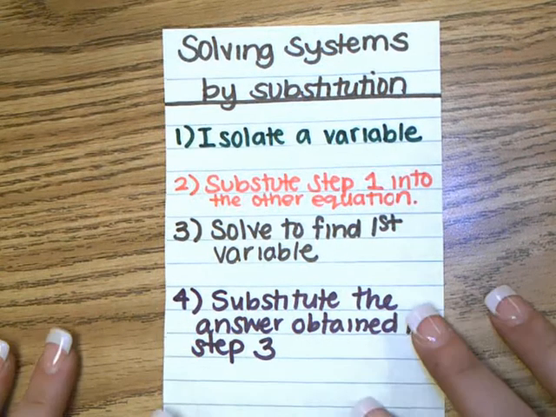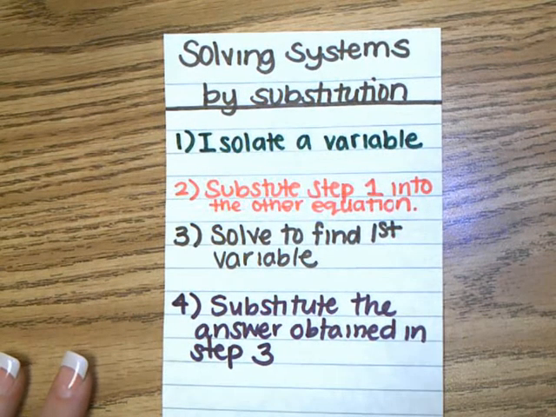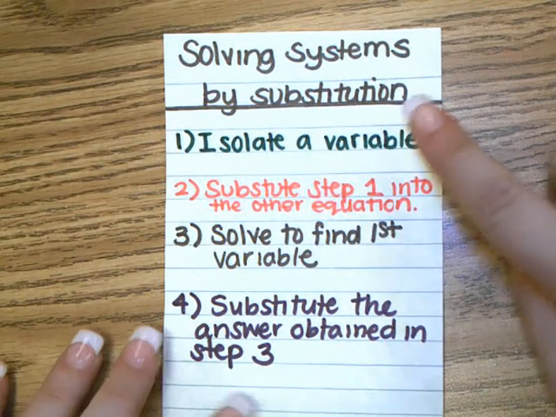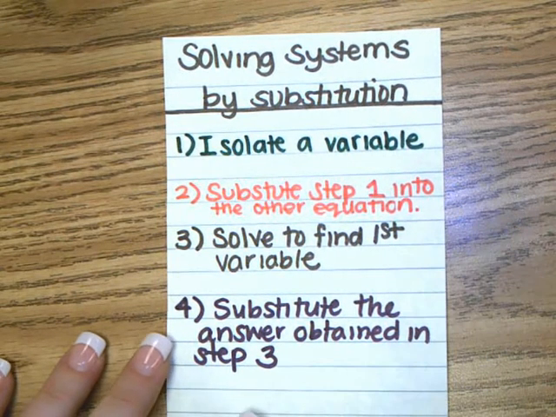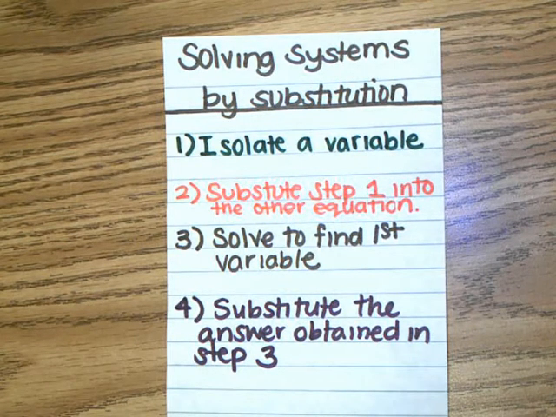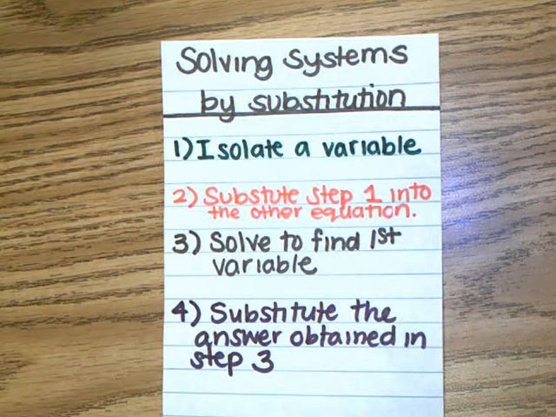This video is on solving systems by substitution method. So here are the 4 steps we're going to follow when solving any system by substitution. So step 1 is to isolate the variable.